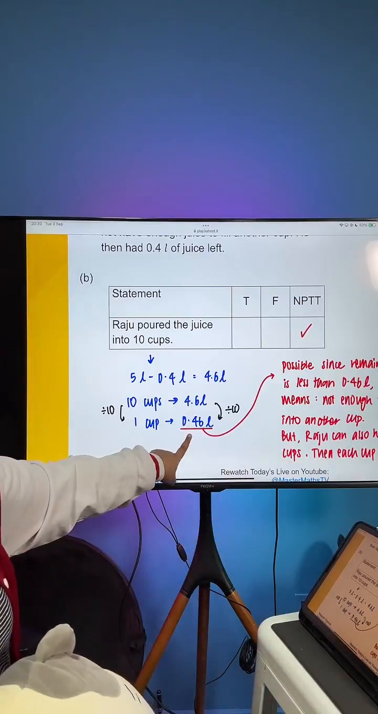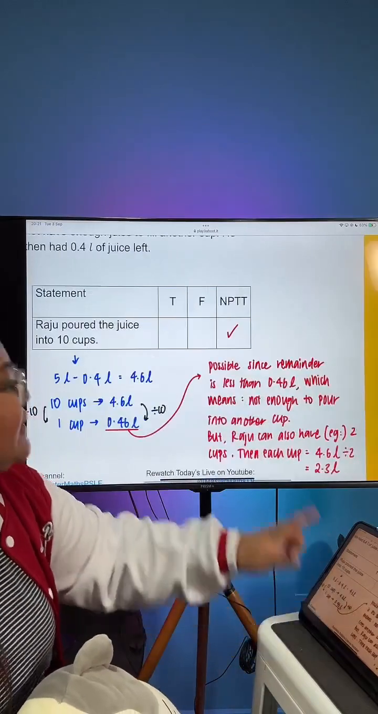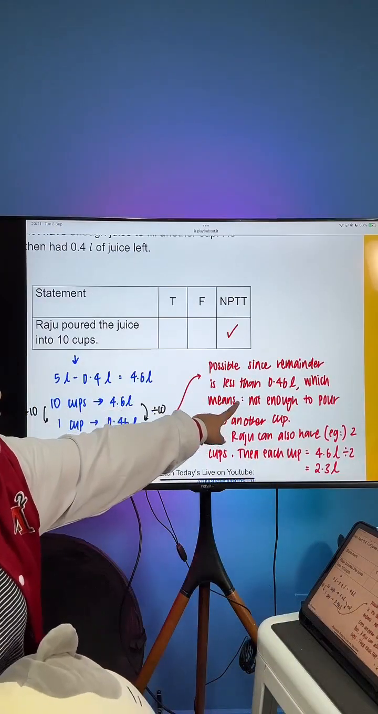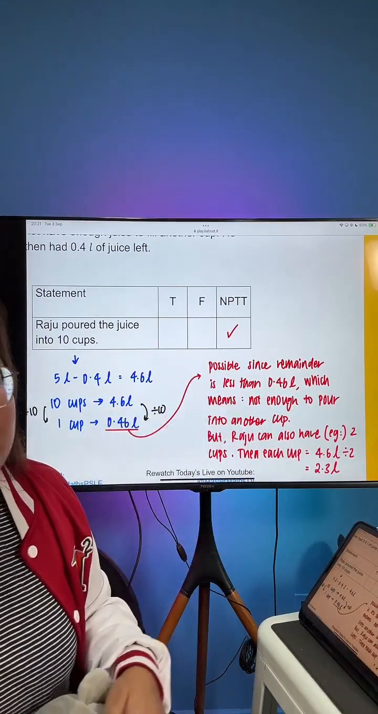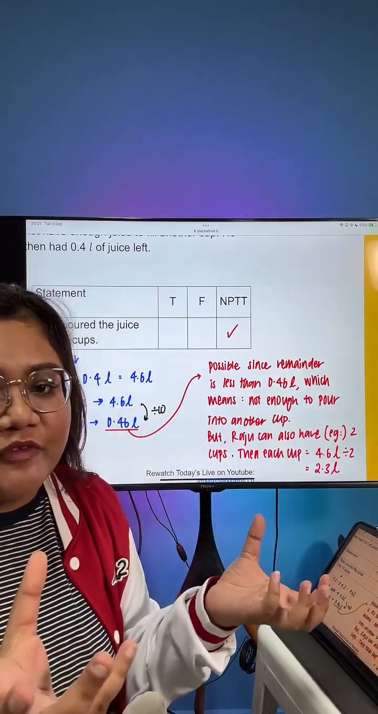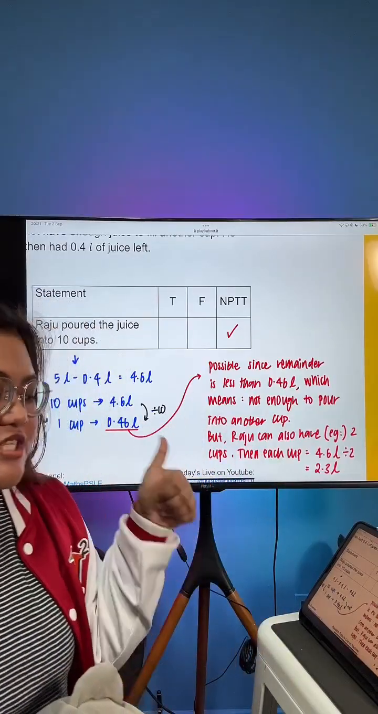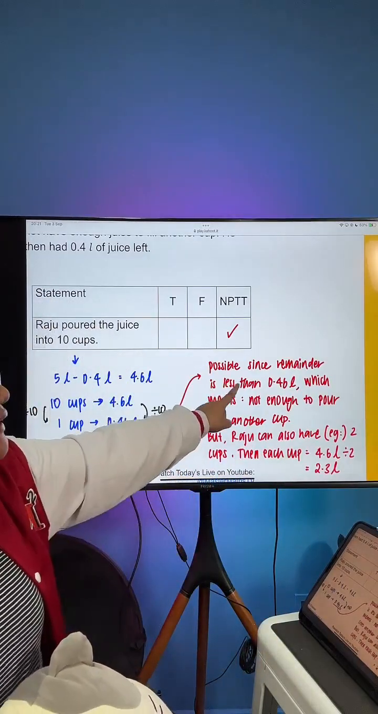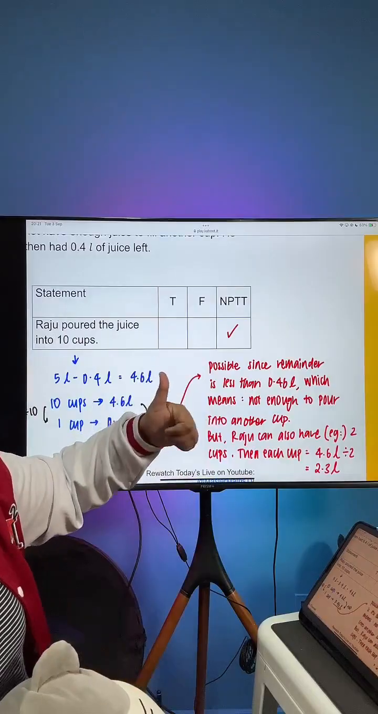So if 1 cup is 0.46 liters, this is possible because the remainder is 0.4. If my remainder is 0.4, 1 cup is 0.46, not enough. So it is possible. Therefore, this is okay. Can be 10 cups.